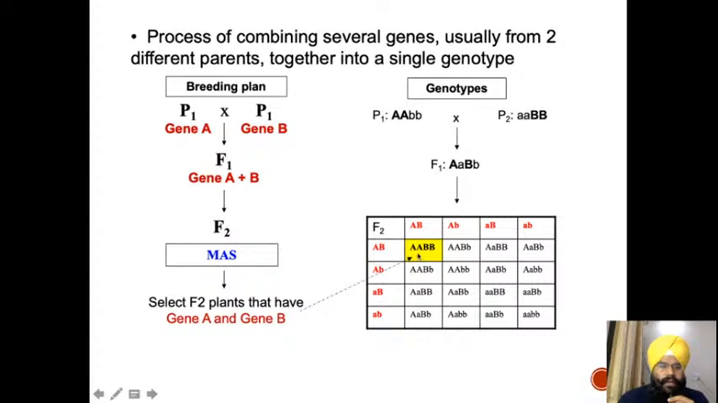So you have to select both the A and B genes in the F2 plants for further breeding. These are the only selections that you can do. So this is now called pyramiding.